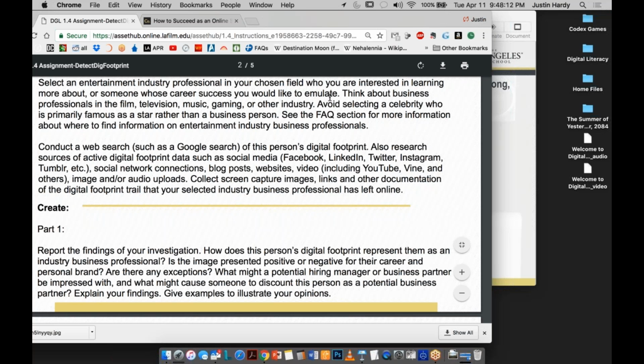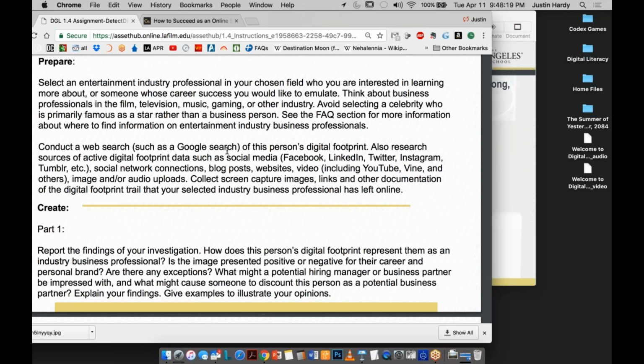So again, if you have any questions, you can see the FAQ section for more information about where to find informational entertainment industry business professionals. Or if you have any questions as you're working and you're not sure and it's not answered in the instruction document, ask Jeremiah, ask myself, just send us an email or shoot us a call, and we'll be more than happy to answer any questions you might have.